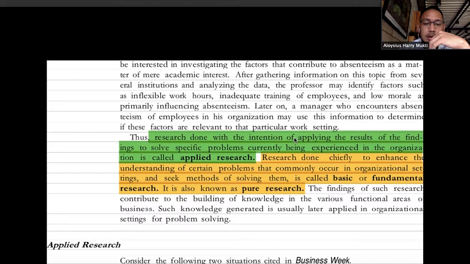But the other definition of research, this is the yellow one: research done chiefly to enhance the understanding of certain problems that commonly occur in organizational settings and seeks methods of solving them. It's called basic or fundamental research, also known as pure research. So now you know these are equal terms: basic research, fundamental research, and pure research. This is one group of research, versus applied research.